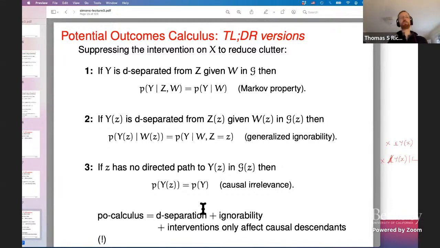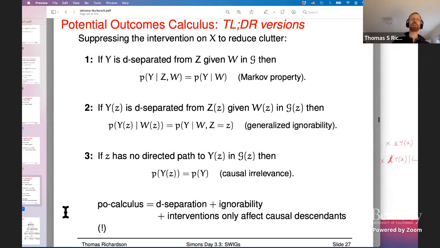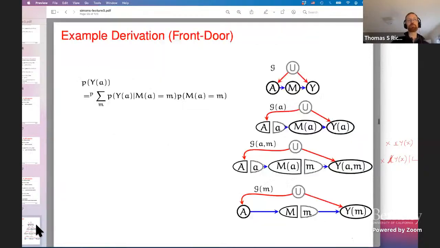Okay, so the reformulated version is just three things: d-separation, ignorability, or equivalently this independence, and interventions only affect causal descendants. I think that's somewhat simpler than the original formulation. And I should say, this is joint work with Dan Malinsky and Ilya, with also some inspiration from Jamie.